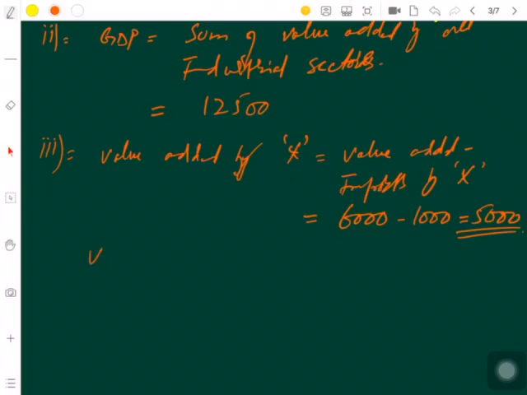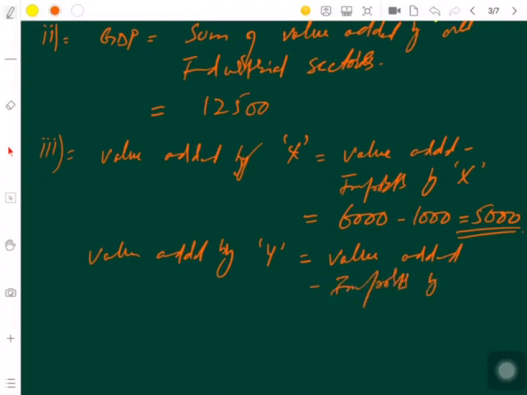Second is value added by firm industry Y, which is equal to value added minus imports by Y. So that is equal to 8,000 minus 6,000 minus 1,500 will be, because intermediate consumption is in context, equal to 500.